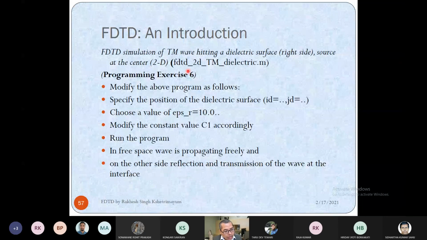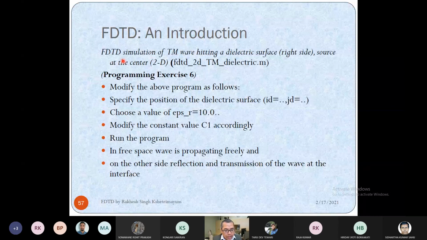I'll show you the FDTD programming for the TM case, and I'll show you the video in real time. That program is for free space. If I have a source at the origin sending out signal in all directions, how is the wave behavior? So the program I'm going to show is for free space.